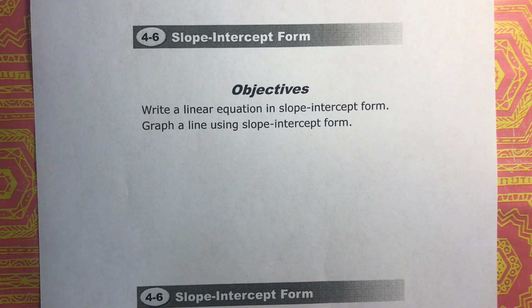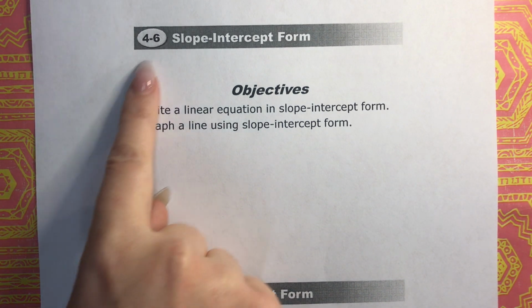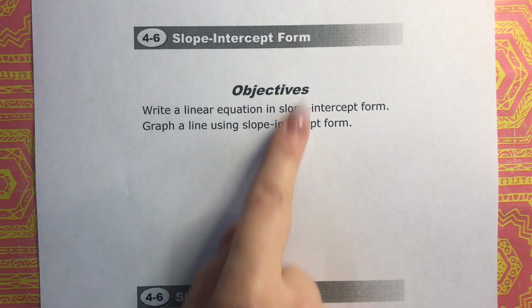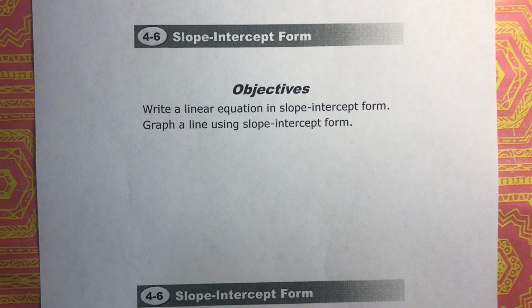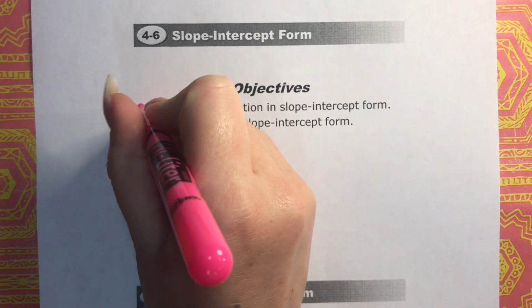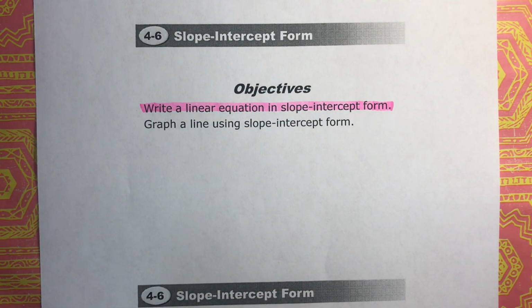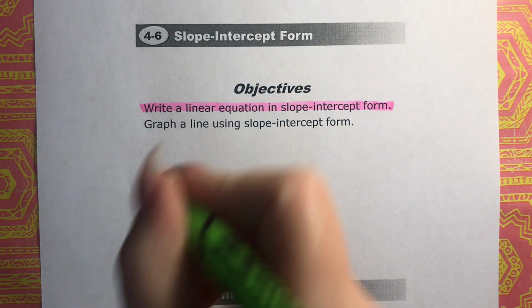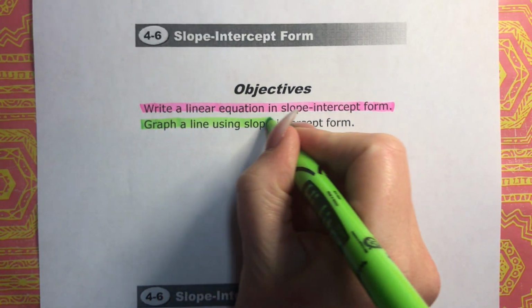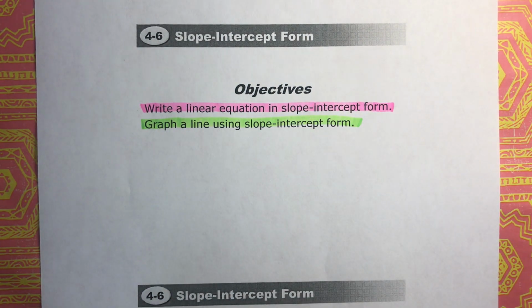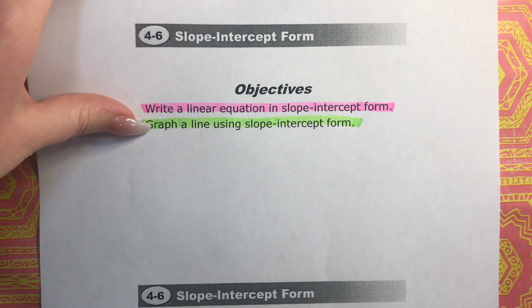All right, so we are discussing Chapter 5, Lesson 6, Slope-Intercept Form. So the objectives for today are to write a linear equation in slope-intercept form and also to graph a line using slope-intercept form. So let's go ahead and get started.